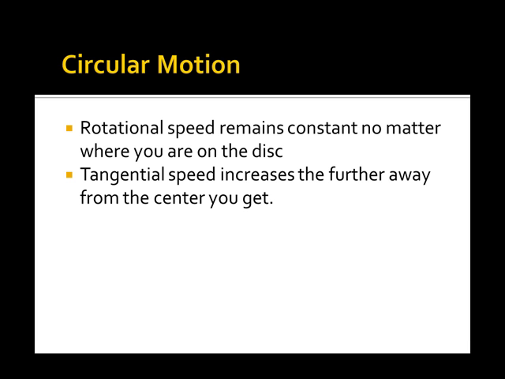Rotational speed stays the same no matter where you are on the disk or on the object that is rotating. So if you stand on the outside of a merry-go-round or you stand on the inside of a merry-go-round, it doesn't make a difference. You have the same rotational speed. It's the same no matter where you're at. The tangential speed, though, does change. It actually gets greater as you move farther away from the center of the object that's rotating. So in this case, from the center of the disk, or the center of the merry-go-round, your tangential speed gets greater as you move farther away from the center.